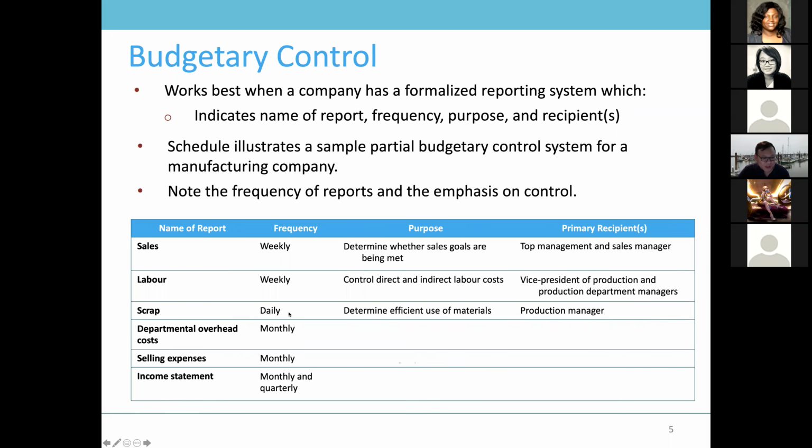No wonder you want to have a daily frequency, right? Every day you want to see a report. Make sure you have good control on the use of the materials.